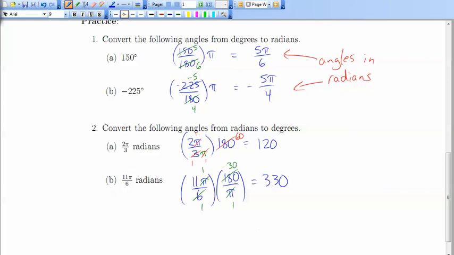So those are our angles in degrees. If we want to just write a little conclusion to show the units, our first angle is 120 degrees. Our second angle is 330 degrees. Alright, so you know how to convert from degrees to radians and vice versa.